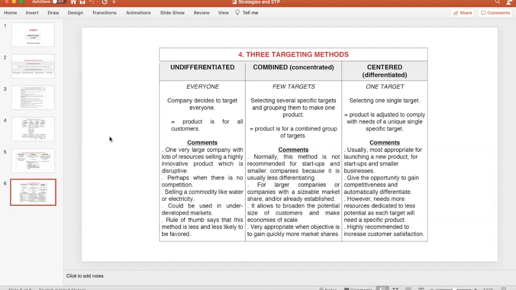Centered is when you say, no, there are too many differences between these people, and we don't have as many resources as a larger company. So we're going to be very, very centered, and we're going to focus on just one single target, and that would be the differentiated, otherwise the one that I call centered.